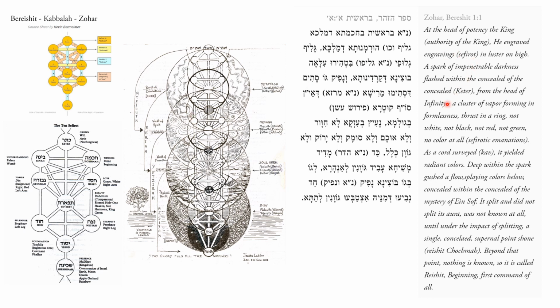From the head of infinity, a cluster of vapor forming in formlessness, thrust in a ring, not white, not black, not red, not green, no color at all. These are all the emanations that come from the infinite Godhead. The infinite is known as the Ein Sof, the never end. As a chord surveyed Kav, it yielded radiant colors.